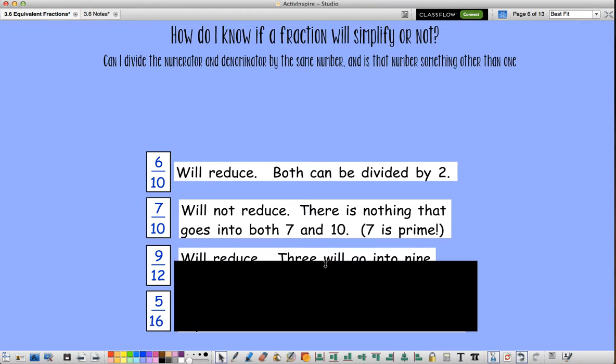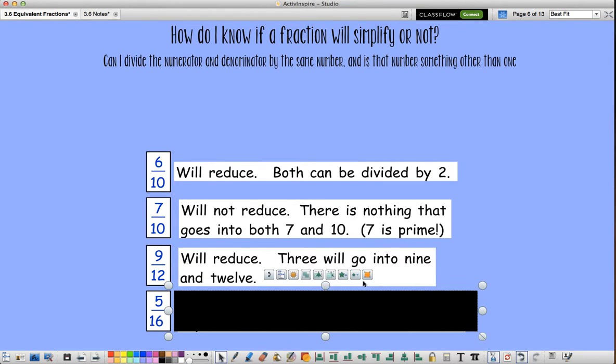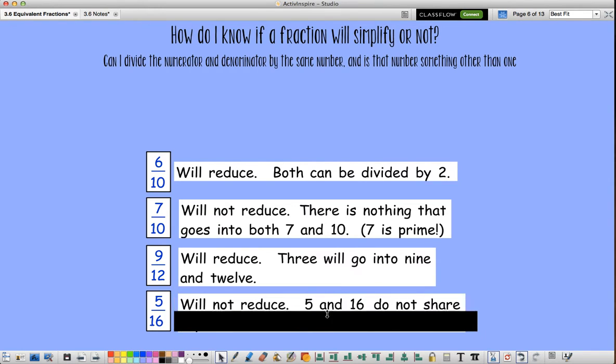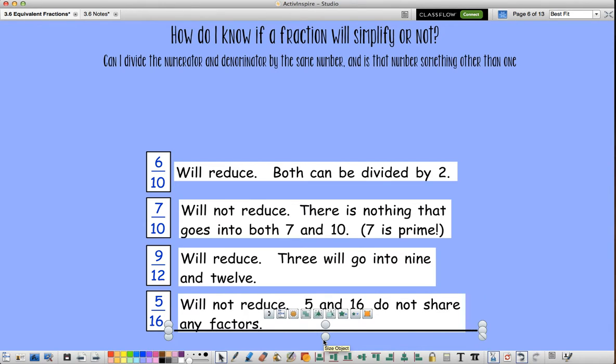9/12. Well, both 9 and 12 can be divided by 3, so it can be simplified. And then 5/16. So 5 is a prime number, so it's only divisible by 1 and 5. Well, 16 isn't divisible by 5, so 1 is the only factor that they have in common, so it's already in simplest form. So basically what you're doing is you're looking at it and saying, okay, what is my greatest common factor? If my greatest common factor is 1, well, then it can't be simplified. But if it has a greatest common factor of something other than 1, then it can be simplified.